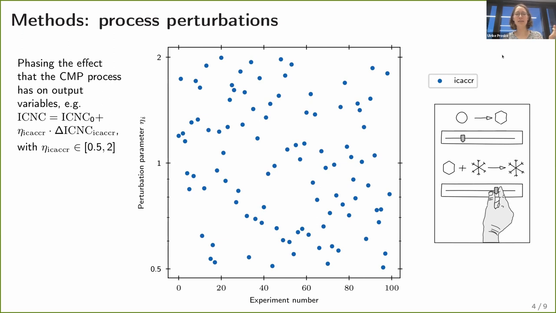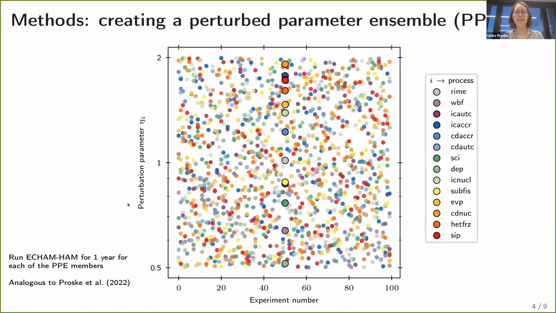But I'm introducing new parameters that I want to perturb. For each process, I introduce an efficiency parameter, here called eta. For example, for ice crystal accretion, where an ice crystal and a snowflake stick together to form a snowflake, this would influence the ice crystal number concentration. I perturb this effectiveness between half as effective and double as effective. And of course, since we're in a PPE, I do this quite a few times, in this case 100. I'm perturbing all other processes, or their efficiencies, with the same range and all at the same time.